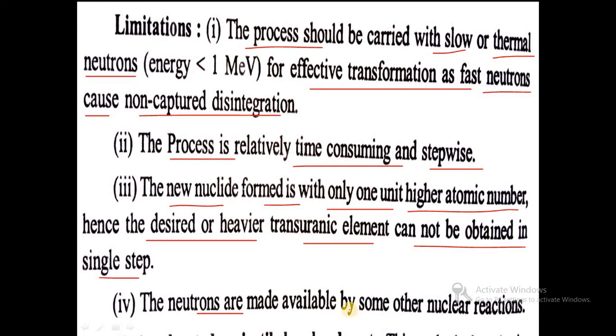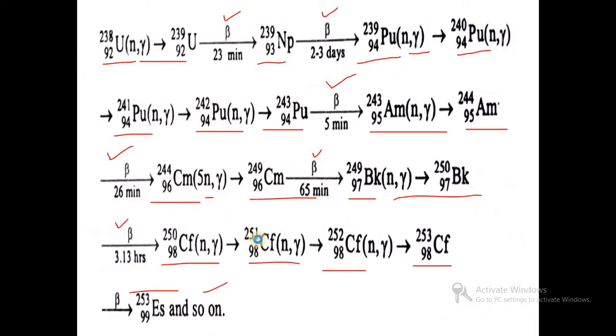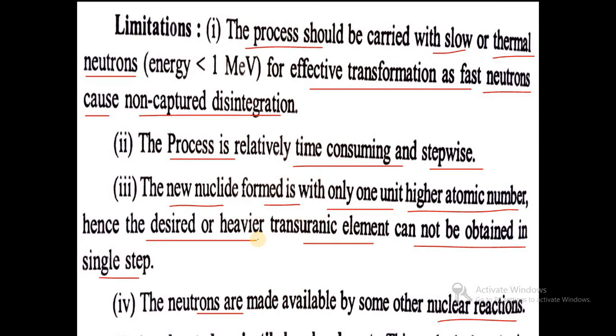Various steps will be carried out. The neutrons are made available by some other nuclear reactions, and these neutrons are bombarded on target nuclei to get the higher nuclei. So these are some limitations of the neutron capture followed by beta decay process.